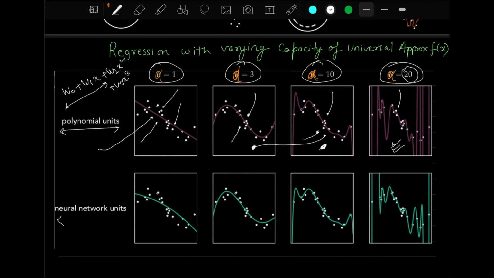And if you use the neural network unit, which is the tan hyperbolic of theta 0 plus theta 1x and so on, which I already discussed, in that case, if you are using alpha equal to 1, you will get this. For alpha equal to 3, you are getting this, this and this. So same story using different universal approximators. The first one is the polynomial, the second one is the neural networks. So you can see that as you increase the alpha, it is actually touching all the points.